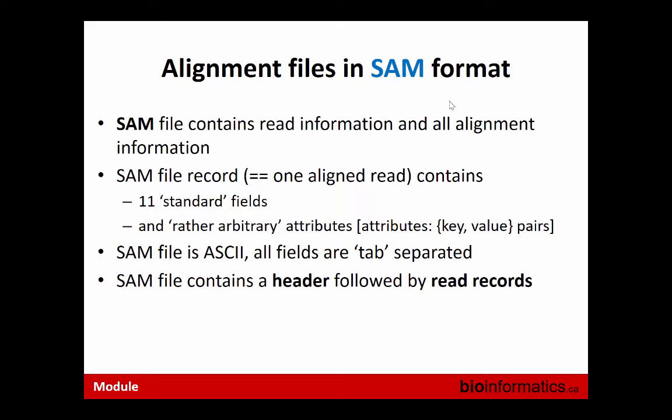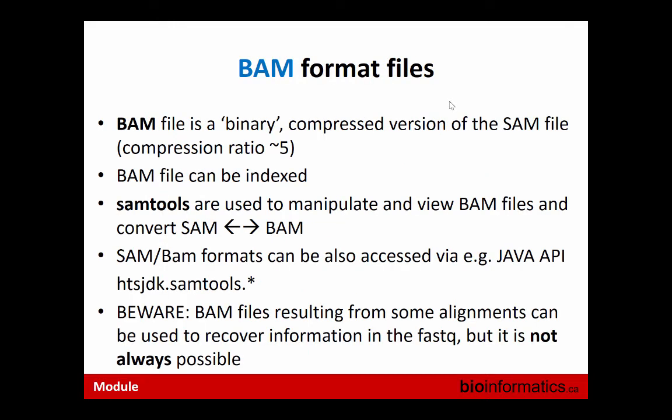At the beginning of the SAM file, we have a header which tells us lots of information. It tells us about the reference genome and many other things. In the lab part, we can look into this a little bit more. So BAM stands for binary. A BAM file is just a binary format of the SAM file. There are other flavors of compression of the SAM file. The compression ratio is roughly about 5, a little bit more.